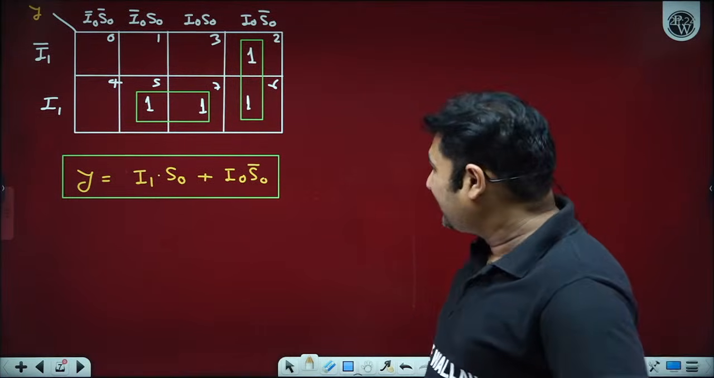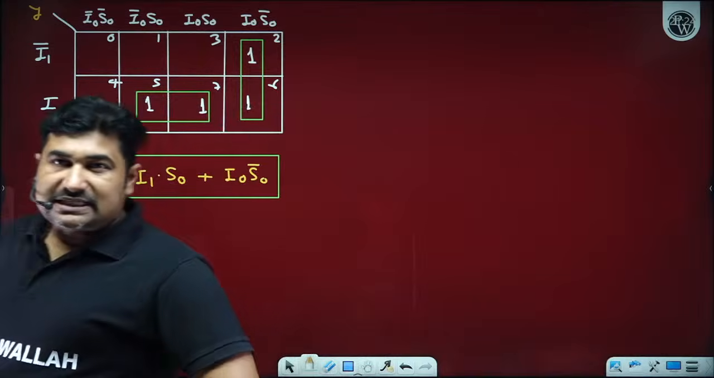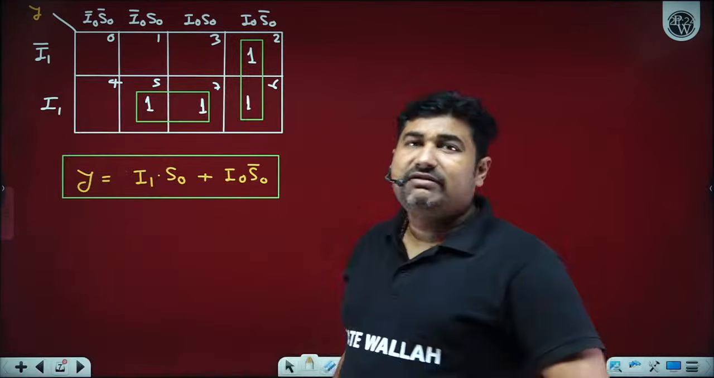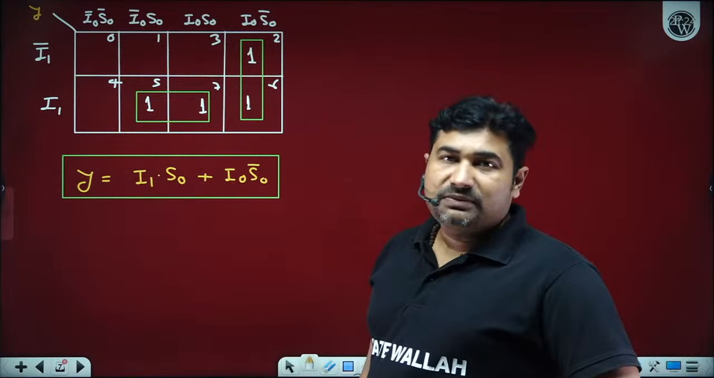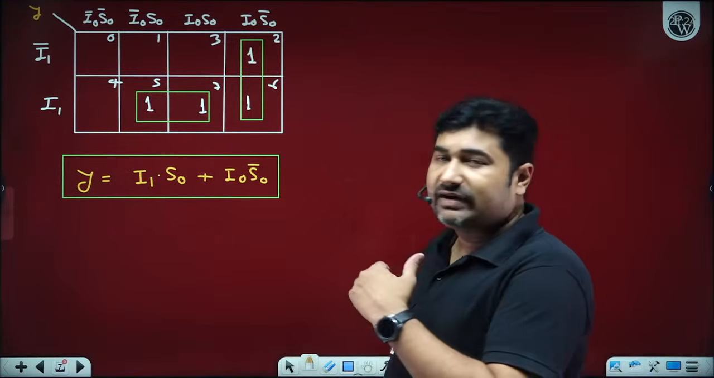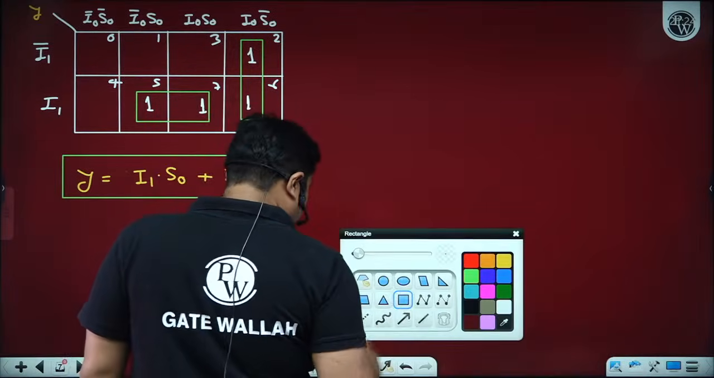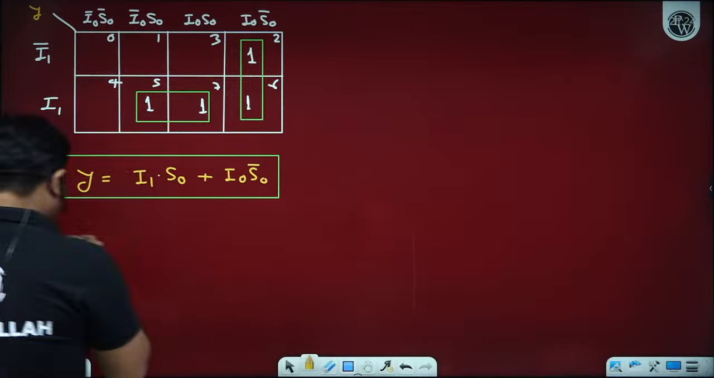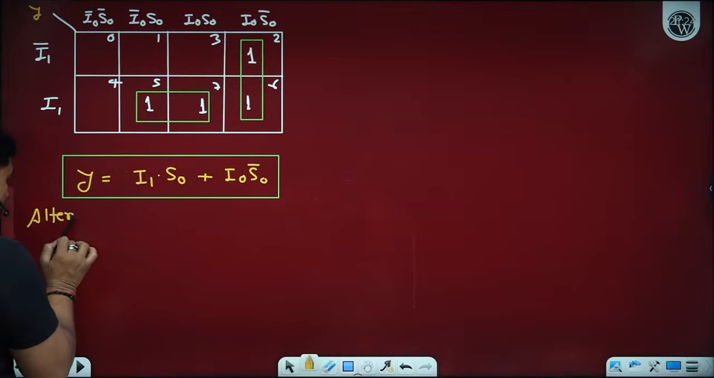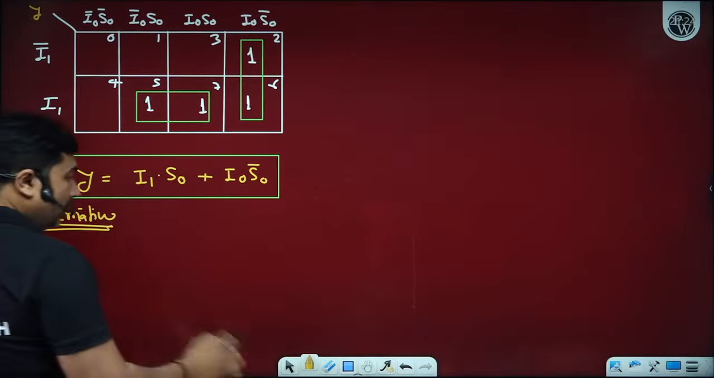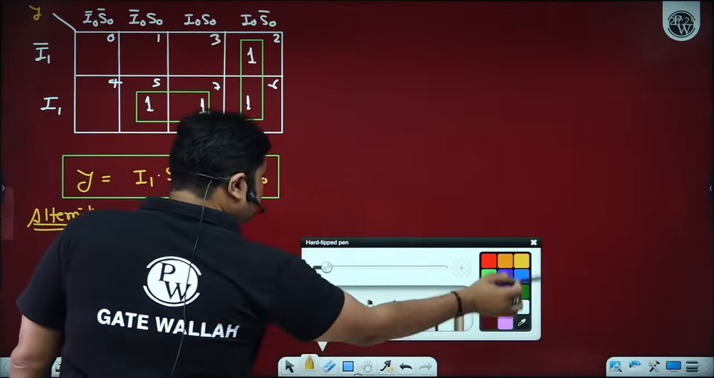Sir, can we go with this expression directly? Some alternative approach can also be opted. Yes, we have the tabulation method. If we opt for the tabulation method, then also we can find the logical expression. Let's try the tabulation method as well. In this alternative approach, we can construct a truth table.